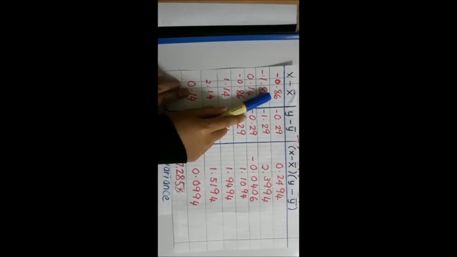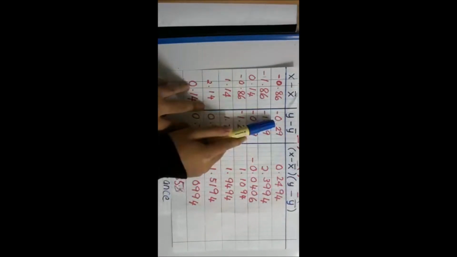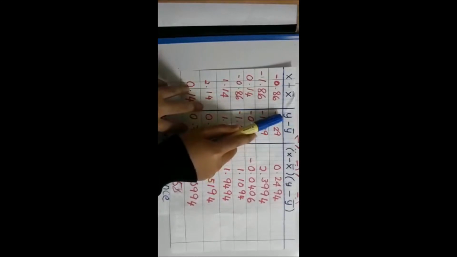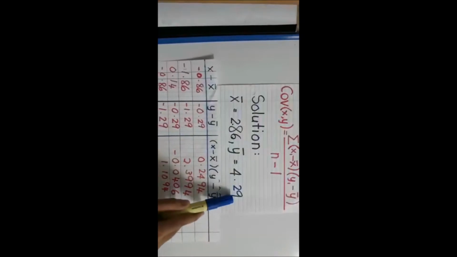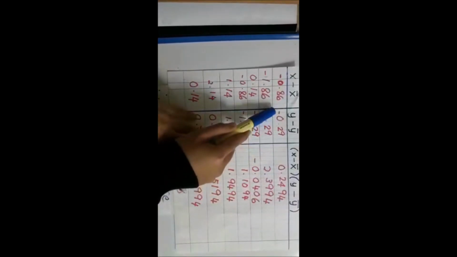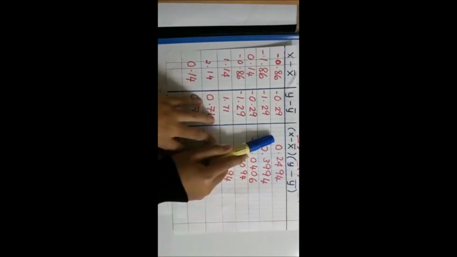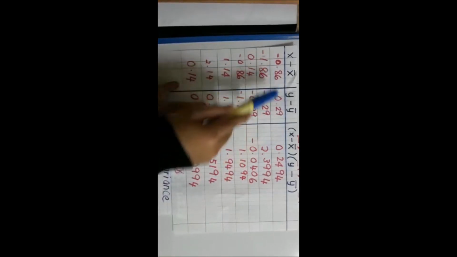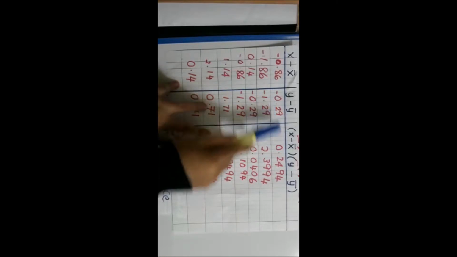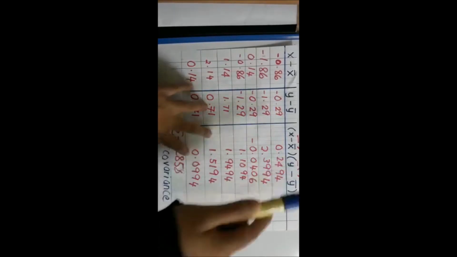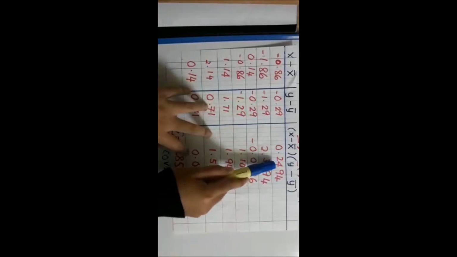as the answer. The same goes for the next column. Substitute 4 minus the y bar value, which is 4.29, and the answer is negative 0.29. As for the third column, we need to multiply negative 0.86 with negative 0.29, and we will get 0.2494 as the answer. The same goes for all the rows.